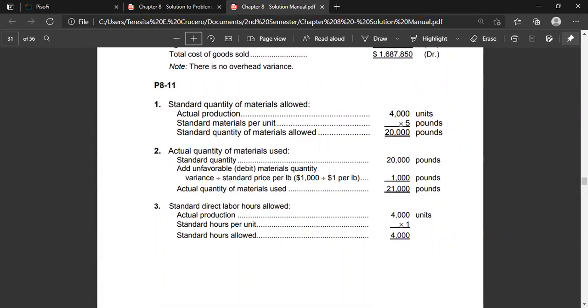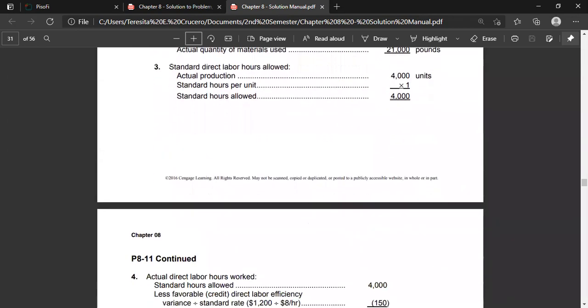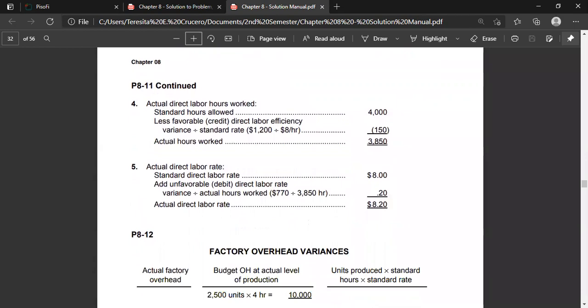Now for number three, standard direct labor hours allowed. Actual production of 4,000 units. The standard hours per unit is 1 hour. So you get the standard hours allowed equivalent to 4,000 hours. Then for number four, actual direct labor hours worked. Be sure to consider the direct labor efficiency variance. So the standard hours allowed is 4,000, less the favorable credit direct labor efficiency variance.